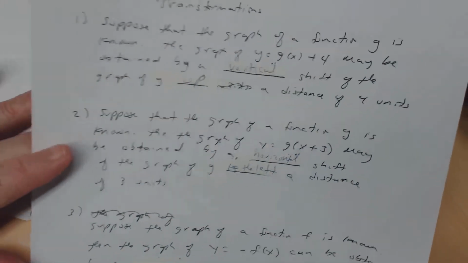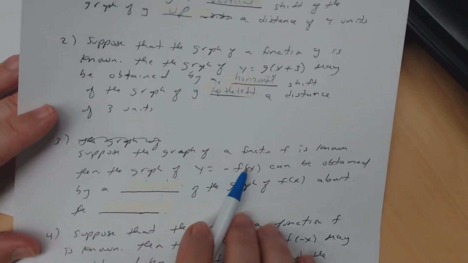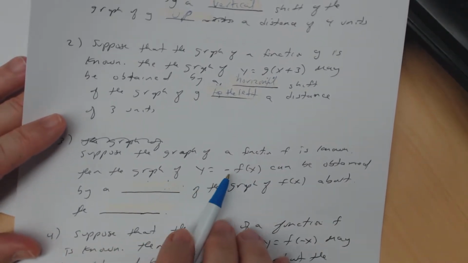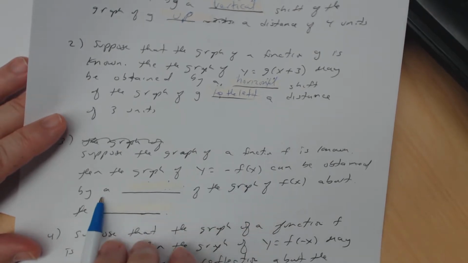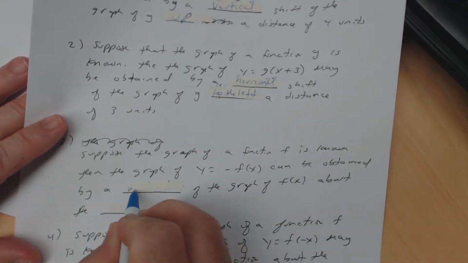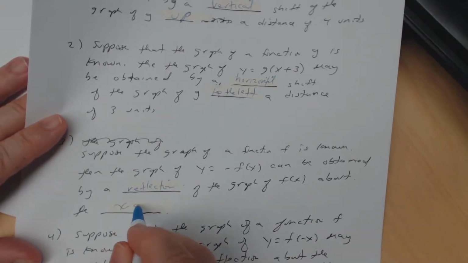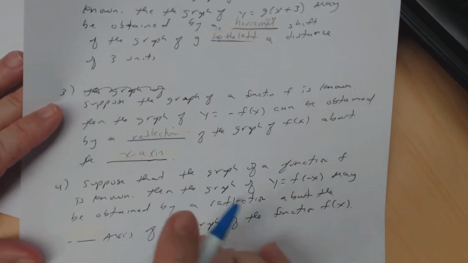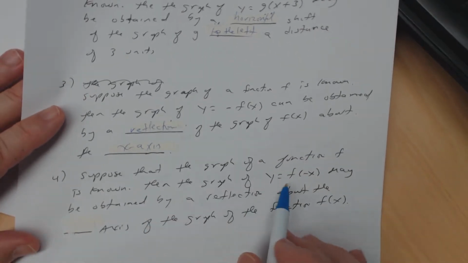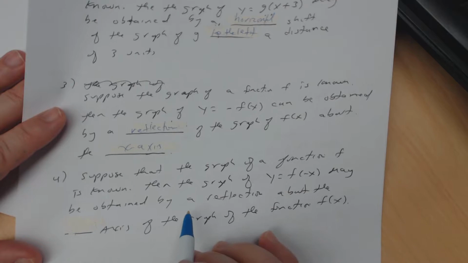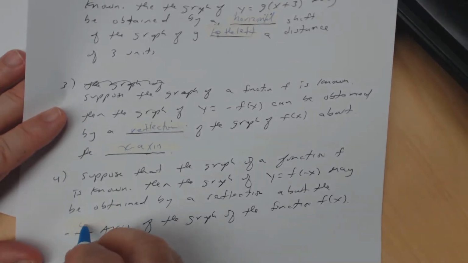Okay? And then over here, suppose that the graph of a function f is known, then the graph of negative f of x can be obtained by a reflection of the graph of f of x about the x-axis. And for f of negative x, that's a reflection about the y-axis. All right, so that's just a quick review. You're going to use some of this information in my math lab.